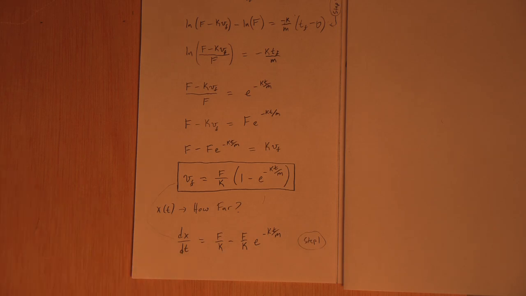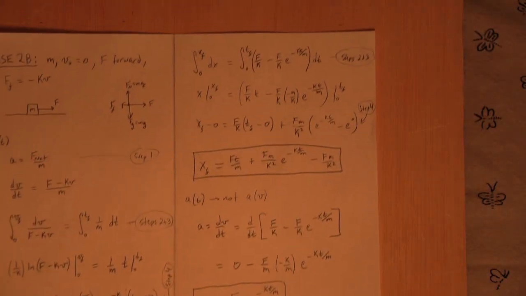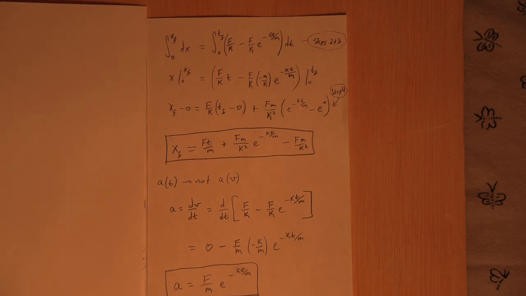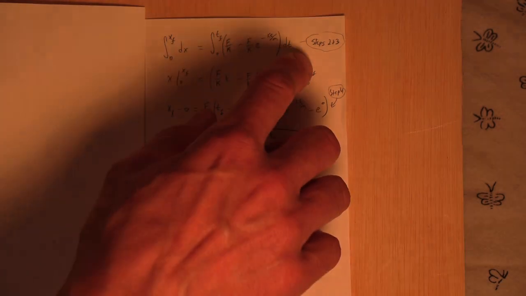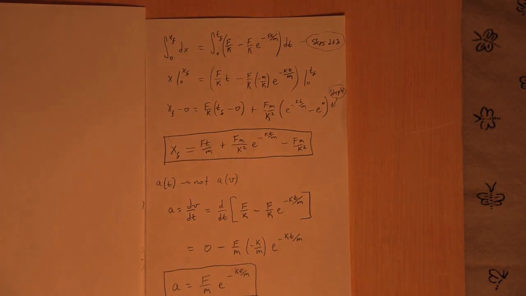Step 1, make a differential equation. Step 2, separate the variables. So what I do is move the dt to the other side with all these terms, and that's all I had to do to separate the variables. I have all time on this side, all x's on this side.